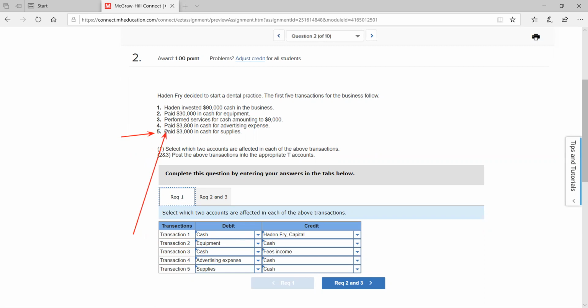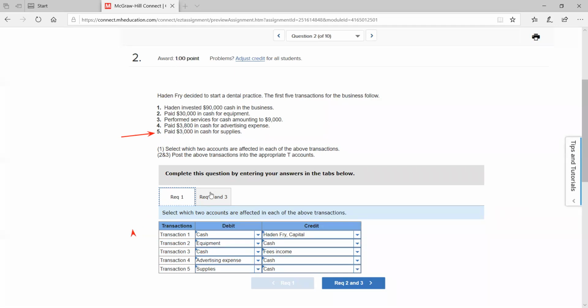Number 4, paid $3,800 in cash for advertising. Cash is reduced, or credited, and advertising expense is increased, or debited. So debit advertising expense and credit cash. Last one, paid $3,000 in cash for supplies. You're increasing supplies, debiting, and then crediting cash for the $3,000.